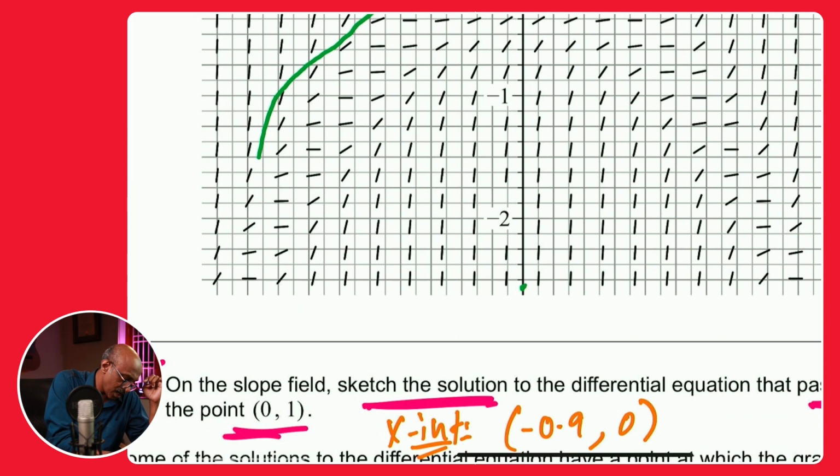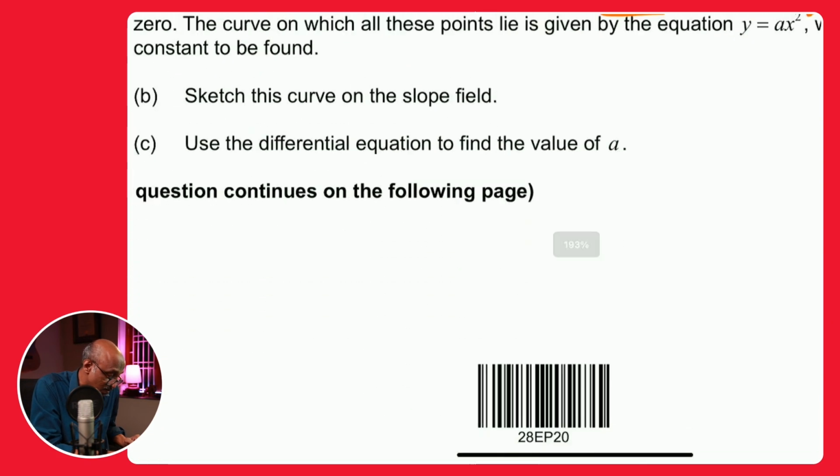Where else do you see? If you scan through, you will see that there are some horizontal tangents here. Can you see that point? That one looks like a horizontal tangent. That one just looks like a horizontal tangent. That one definitely looks like a horizontal tangent. Likewise on the left hand side, you can see that. So basically, I'm saying that where you see those tangents, the slope field is all the slopes of the tangent, right? So wherever you see a horizontal tangent, those are the points we're looking for.